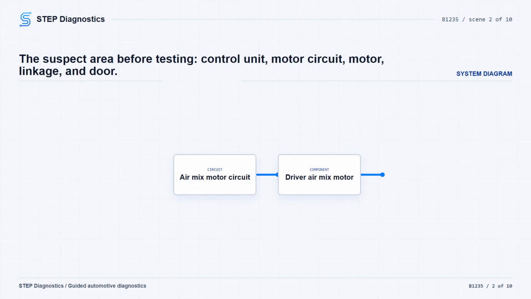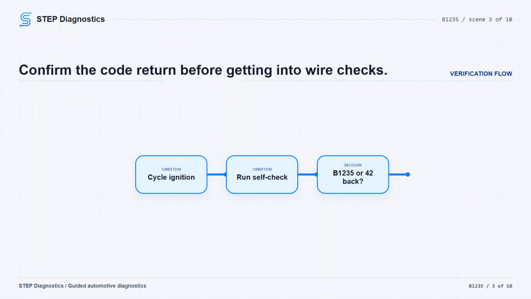The broad fault areas can include the driver's air mix control motor circuit, the motor itself, the linkage, the air mix door, or the climate control unit. We're going to keep the diagnosis in order and prove the circuit before condemning a component. Start by verifying the problem.